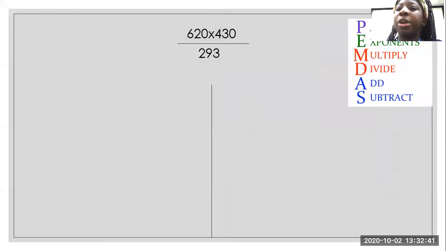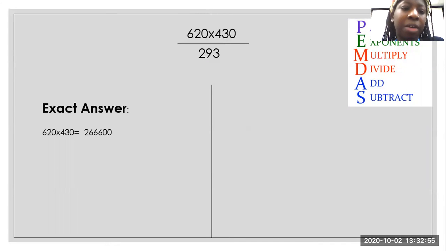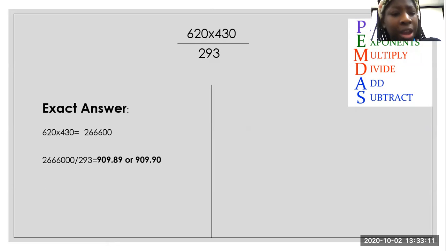Now we don't have any parentheses, but we still have to do the numerator first. So our exact answer, we have to do 620 times 430, which will give us 266,600. Now we'll divide that by 293, which will give us 909.89 or 909.90, but we're looking for the exact, so it'll be this one as the exact.